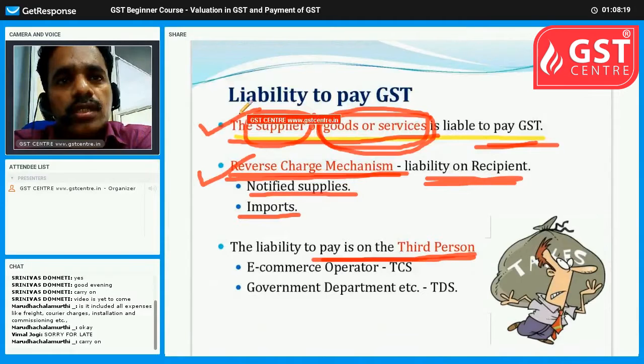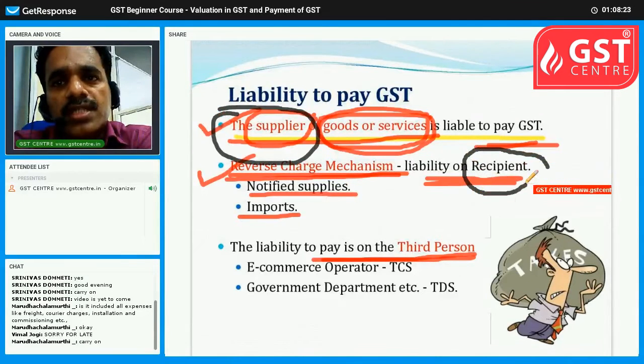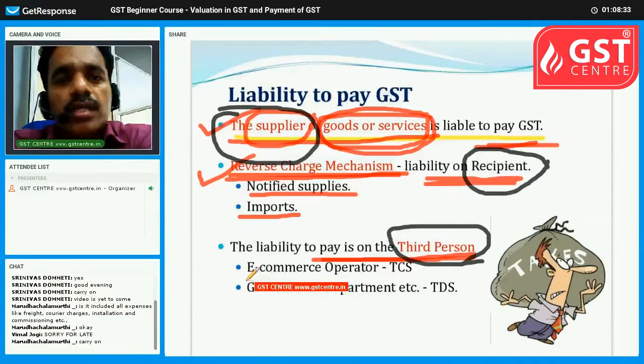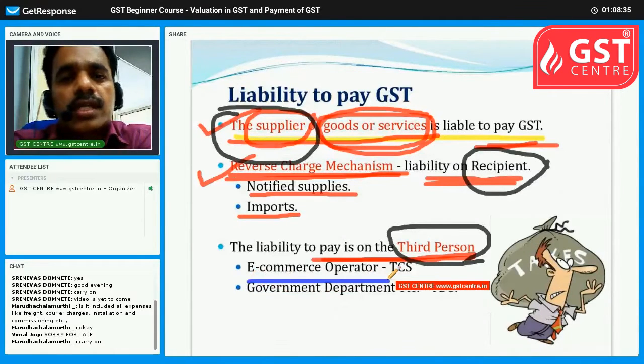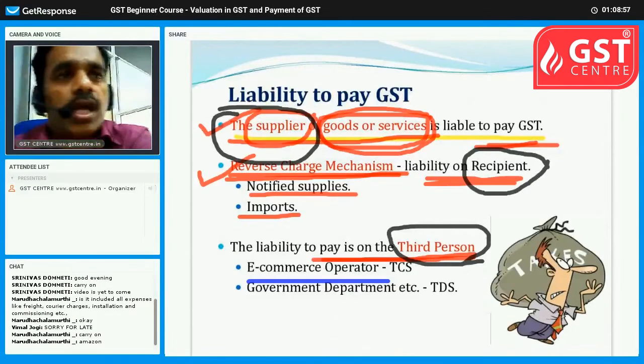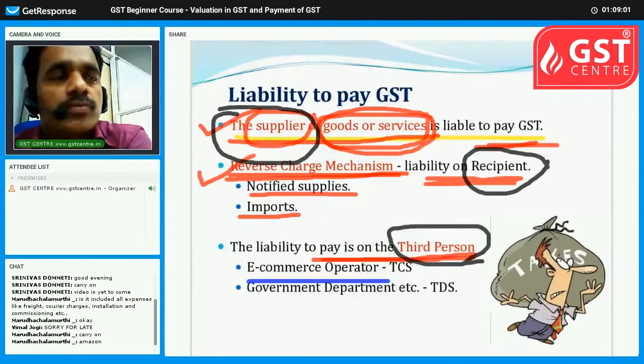And the liability to pay GST can be on a third person. You can see here the supplier is liable to pay GST. Here the recipient, the buyer, is liable to pay GST. But here it is on the third person. Who is the third person? In this case, the e-commerce operator. Can you name any e-commerce operator? One example is Amazon, Flipkart, or Snapdeal, whatever it may be. We will take the example of Amazon.